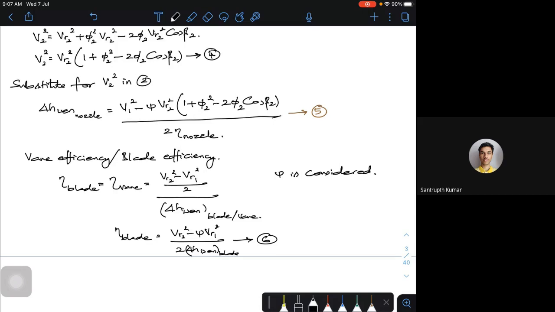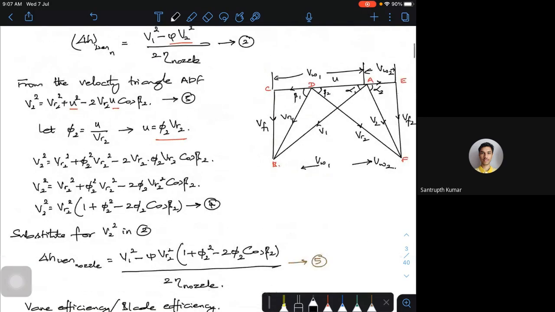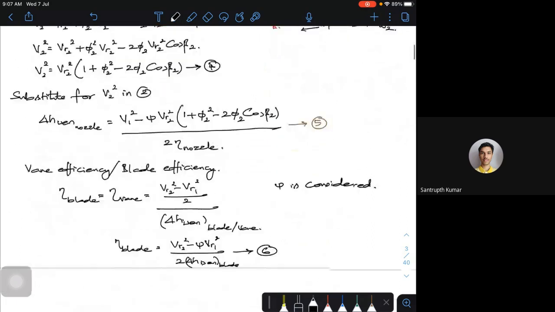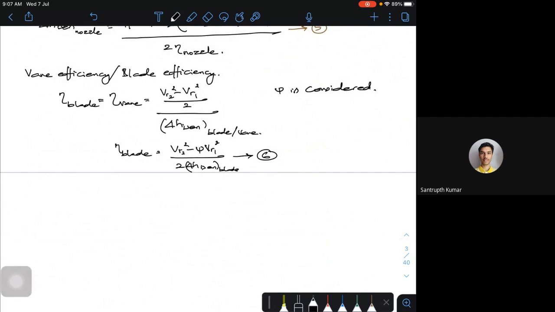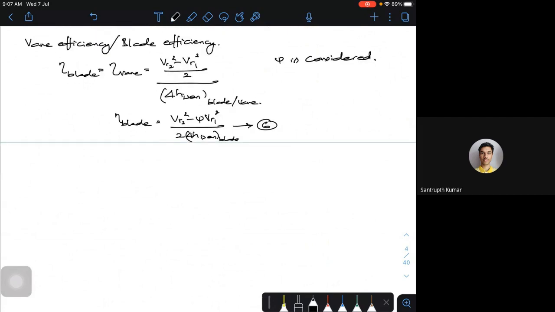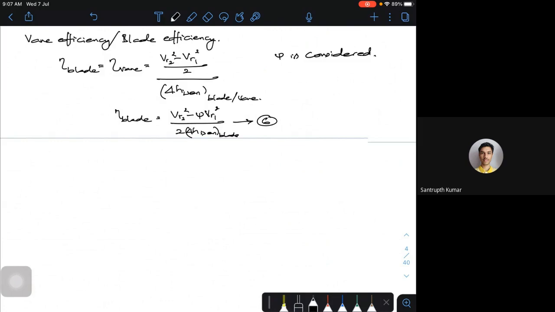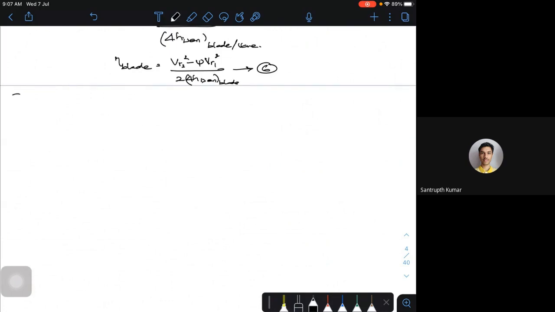Now I am going to consider the triangle ADB, that is the inlet velocity triangle, and I want to write an expression in terms of cos alpha 1. If I want to write that, what will happen? Let me write that. Consider the triangle ADB.